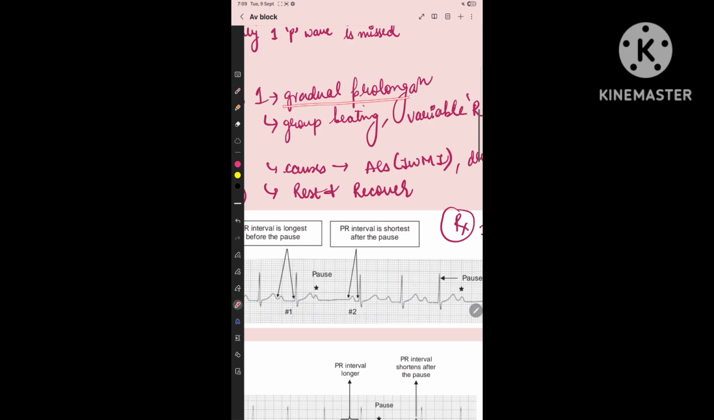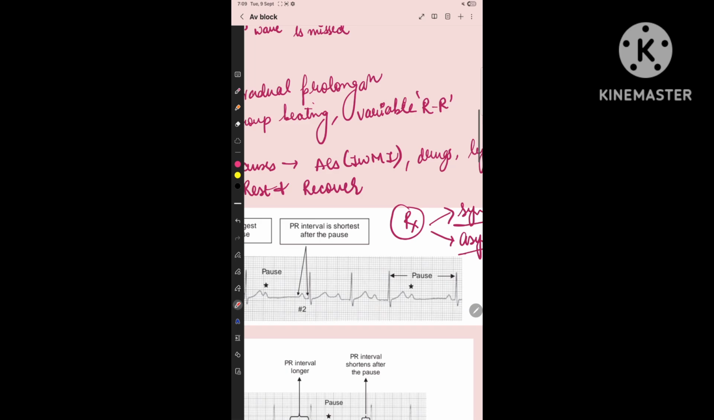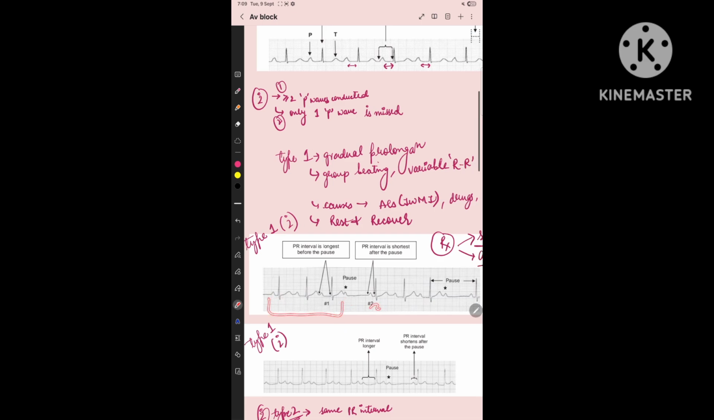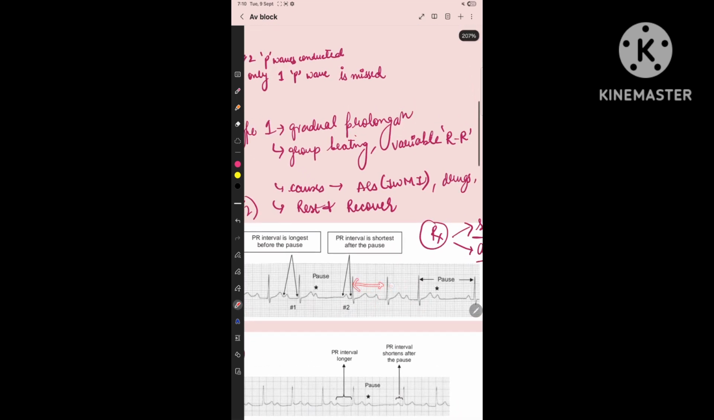So there will be a gradual prolongation. Whenever you see group beating, all these three QRS complexes will give us the impression that they are beating together. Like these three are beating together, these three are coming together. So this is known as group beating. There will be variable RR. The RR distance will be variable because there will be a variable PR interval. Coming to causes, the most common cause is acute coronary syndrome, that is inferior wall MI.